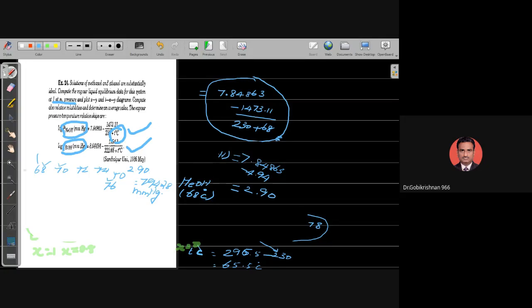We have to select different temperatures, and for each temperature we have to find the equilibrium vapor pressure of methanol as well as ethanol. That is the next step here.